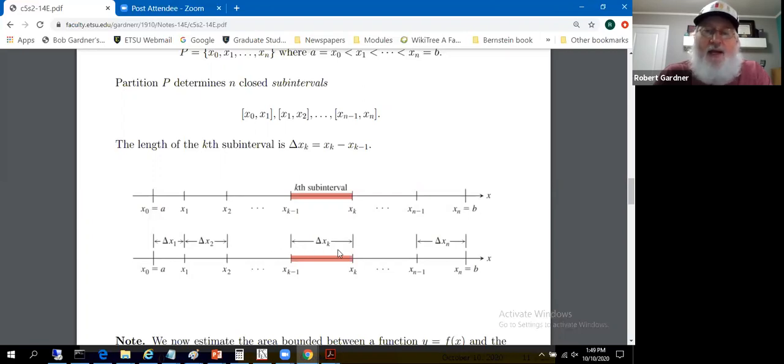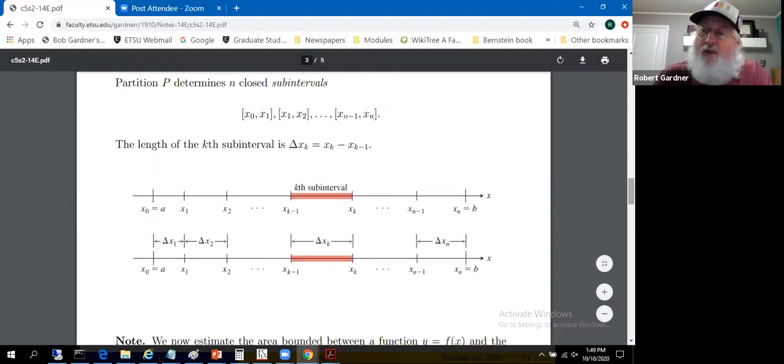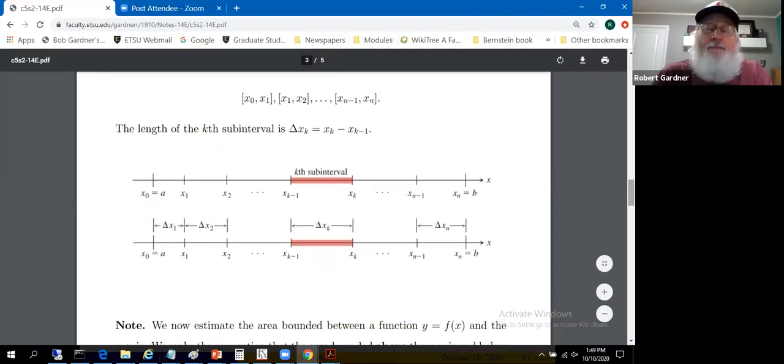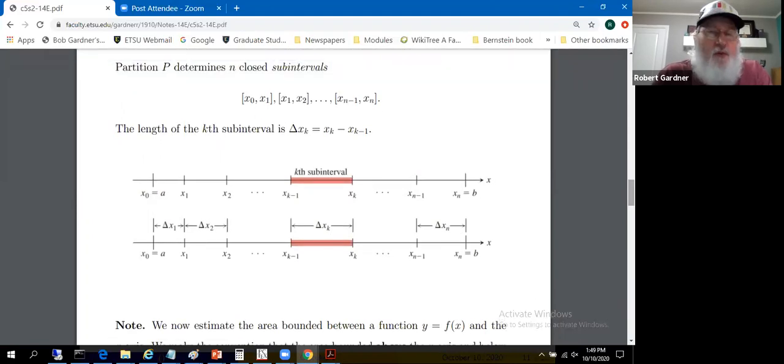Looks like delta x sub k is the largest of those that are labeled here, probably simply because of typesetting reasons and more than anything. But we partition the interval from A to B into pieces. That determines subintervals, and we're interested in the lengths of those subintervals.